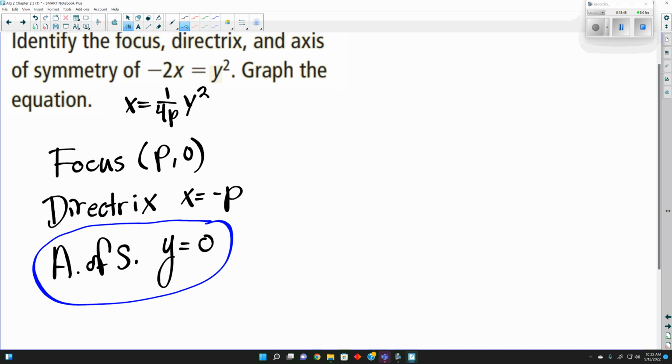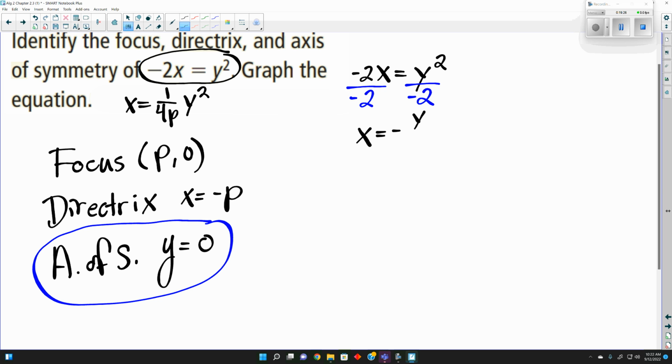Is this equation that they gave us set up in standard form? No, the x is not by itself. So to get it into standard form so that we can find the value of p, we need to get x by itself. So what do we need to do first? We need to divide both sides by -2. And if we divide both sides by -2, we get x is equal to negative y squared over 2.